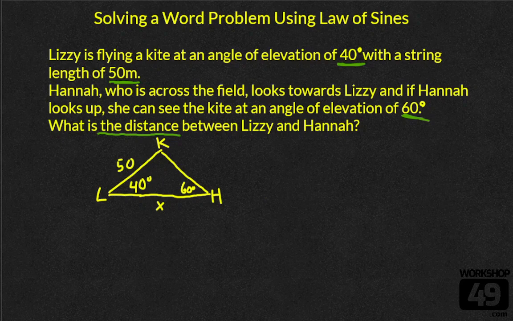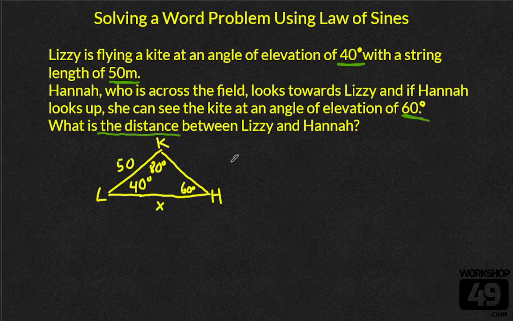In order to use the law of sines, we need an angle and its opposite side, which in this case, we actually don't have. However, because we have the two angles inside of a triangle, we actually know the third because the angles in a triangle have to add up to be 180 degrees. So we have a 40 and a 60. This top little angle has to be an 80 degrees so that the whole thing adds up to 180.